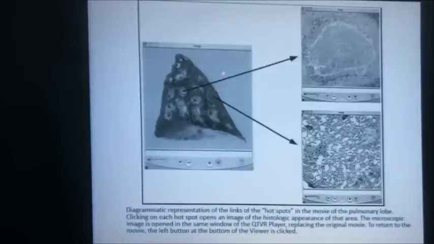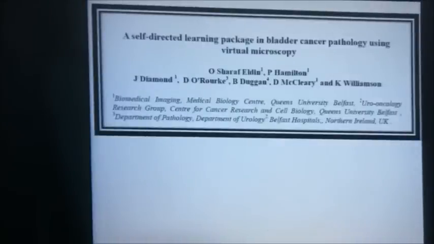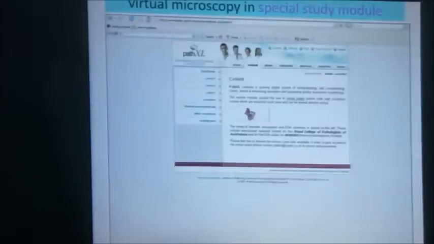This is another very early use of virtual microscopy, to have just a photograph, and the photograph is magnified, and you can have the legend to describe the lesion. This is one of our very early uses of virtual microscopy. This was in 2006, and this was called a self-directed learning package in bladder cancer. We invented the first online virtual microscopy course. I will show you how this was done.